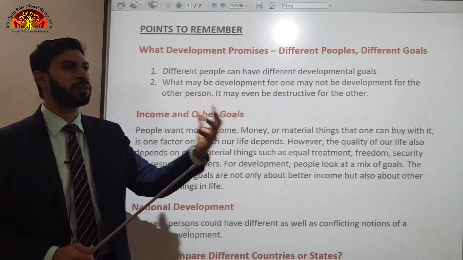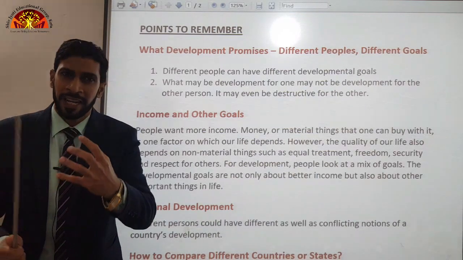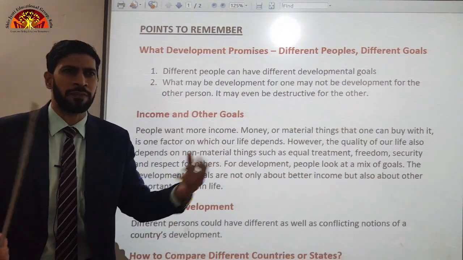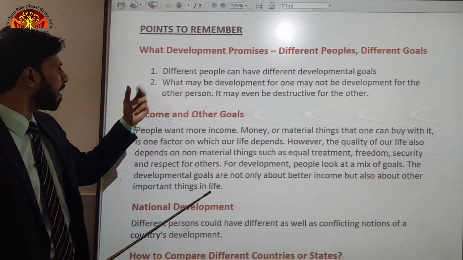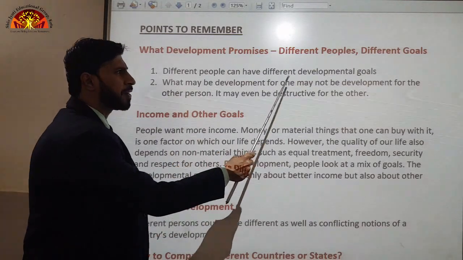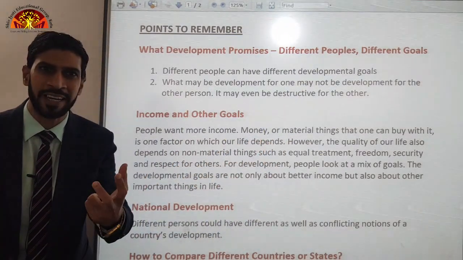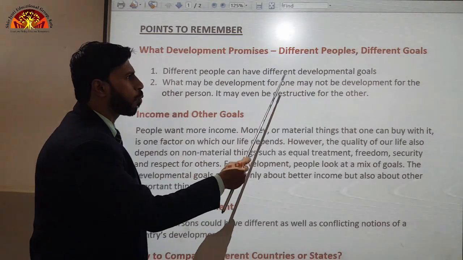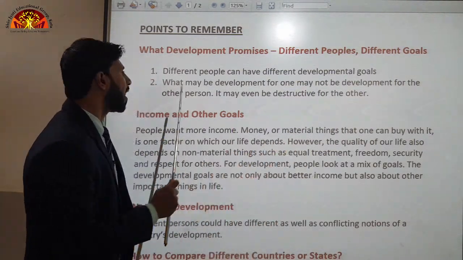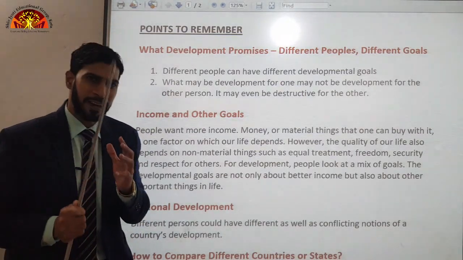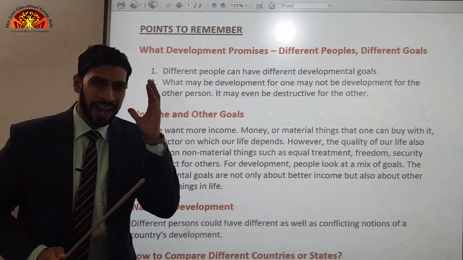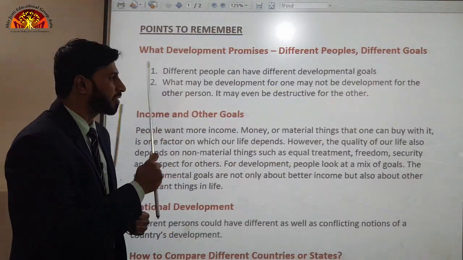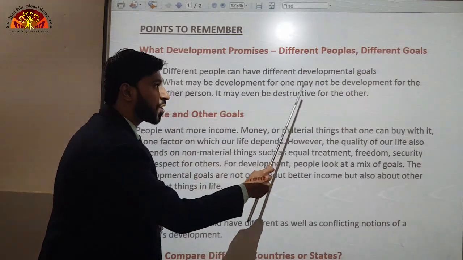Somebody wants to become a doctor, somebody wants to become a cricketer. These are also an example of developmental goals, right? So we have here different people can have different developmental goals. Yes, we agree, and I have just given you some examples. What may be development for one may not be development for the other person. I have already given you the example to make you understand the same thing. It may even be destructive for the other.